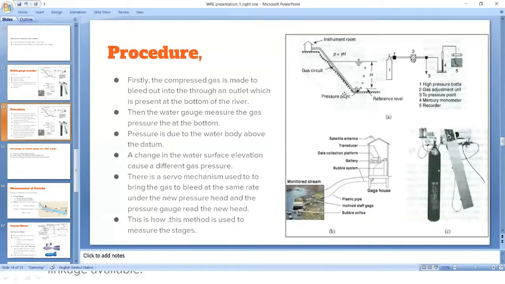It's a pressure gauge. So whenever the elevation of the water surface changes, the pressure will change, because as we can see, pressure is gamma h. So when h changes, pressure will change. So what happens? A servo mechanism is used to bring the gas to bleed at the same rate under the new pressure head, and the pressure gauge reads the new head. And this is how this method is used to measure the stages.